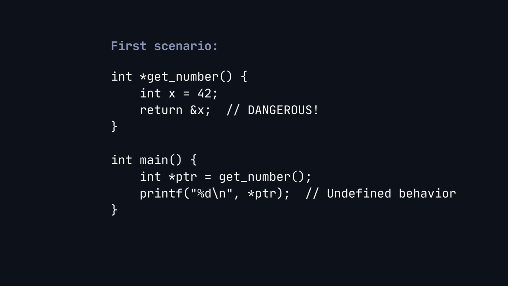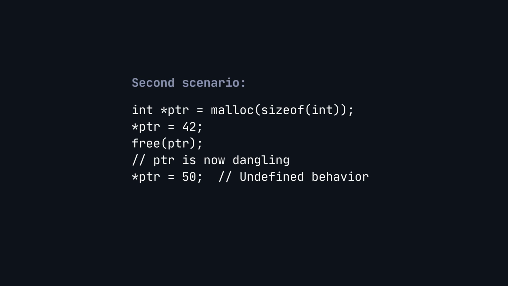Maybe it still has 42 in it. Maybe it's been overwritten with garbage. Maybe accessing it causes a crash. This is undefined behavior, the worst kind of bug because it's unpredictable. The second common scenario is with dynamically allocated memory. After you call free, that memory is returned to the system. The pointer still contains the address, but that address is no longer yours to use. Accessing it is undefined behavior.